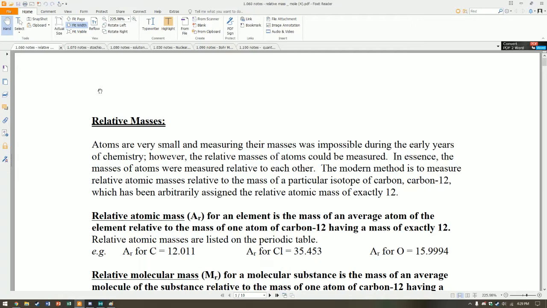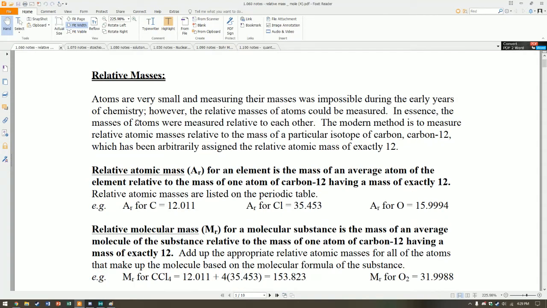We're going to be talking about relative atomic mass and the mole concept. First, we're going to talk about relative mass. Atoms are quite small, and to actually get the mass of a single individual atom would be very difficult because of how small they are. In fact, you really can't.